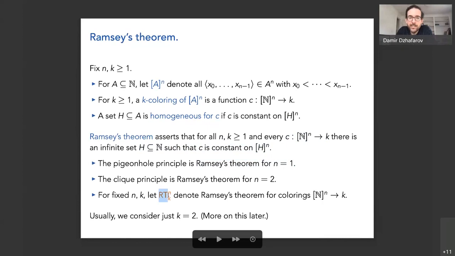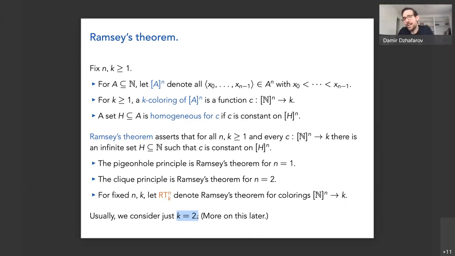We're going to use this abbreviation here, RT^n_k. This is what we use in computability theory; I think there are different abbreviations in combinatorics, but in computability theory, we use this. So RT^n_k is the restriction of Ramsey's theorem to colorings of n-tuples with k many colors. And usually we'll just take k equal 2. When you have two colors, to a large extent you can understand Ramsey's theorem for any number of colors. And I'll talk about that a bit later on as well.